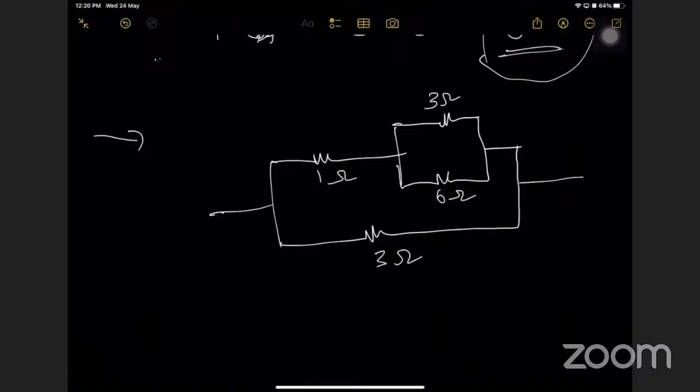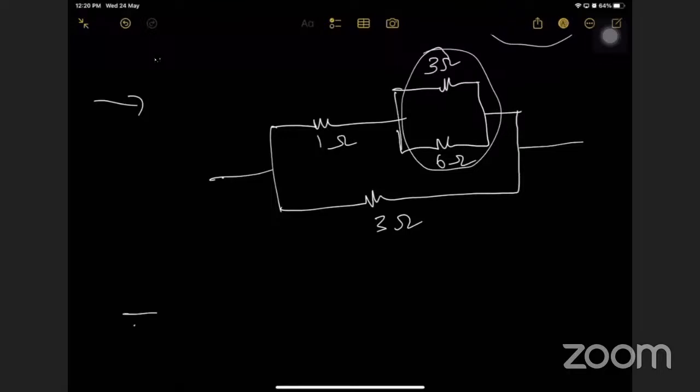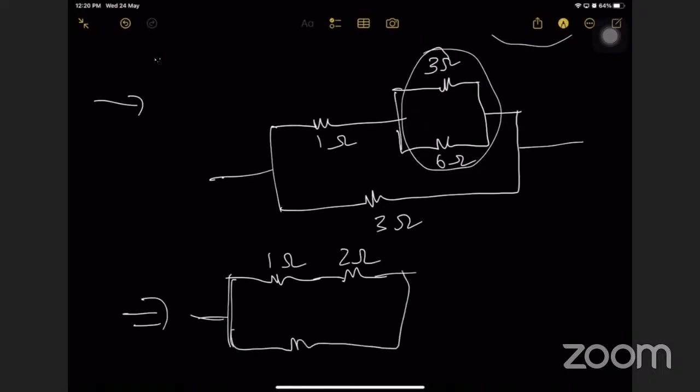Okay, so let me clearly clarify for everyone. First of all, you have to find the parallel of these two. How much is that? Guys, make this a habit: every time you want to find effective resistance, try to do it step by step. 1 ohm. So, these two, it will be 2 ohms, right? Did you get 2 ohms? Yes, sir. 1 by 6 plus 1 by 3. If you solve it, you will get 2 ohms.